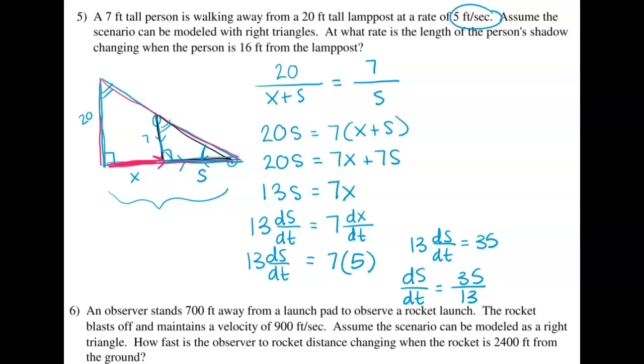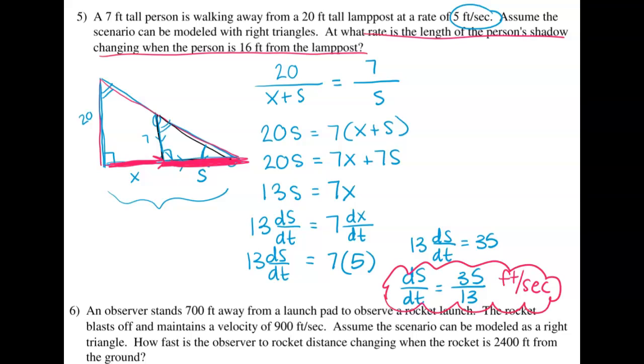So now what we're looking for is the rate of change of his shadow, and ds/dt, that's this length. That's the rate at which that length is changing. So then at what rate is the length of the person's shadow changing when the person is 16 feet from the lamppost? Well, it turns out we don't care how far they are away because the person's walking away at a constant rate. So the length of the shadow will also be changing at a constant rate. So ds/dt then is 35 over 13 feet per second, and that's the rate of change of the shadow.